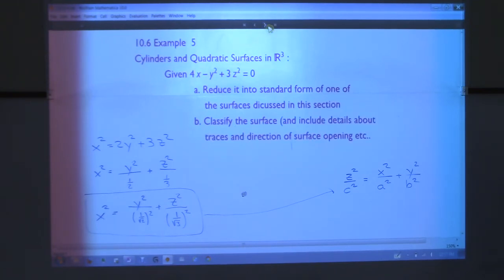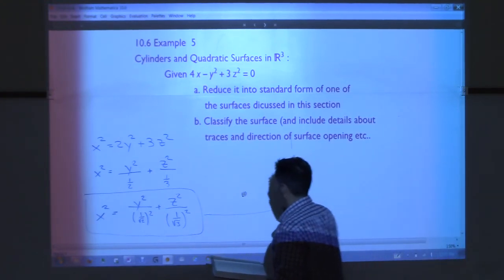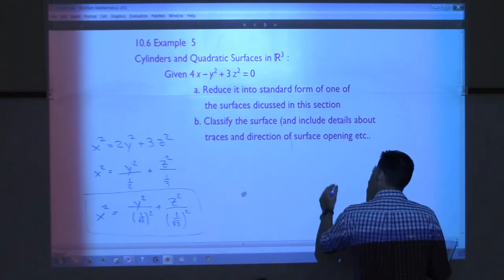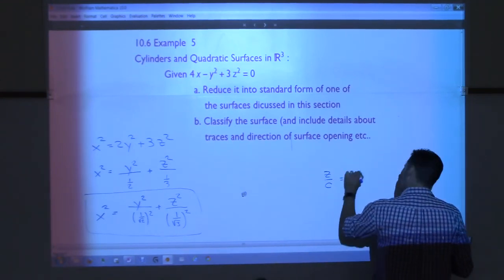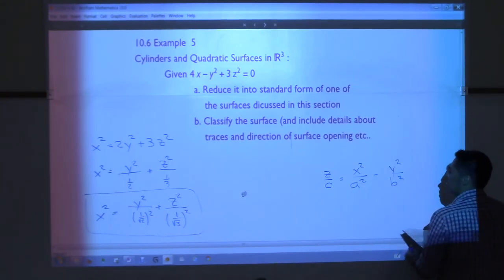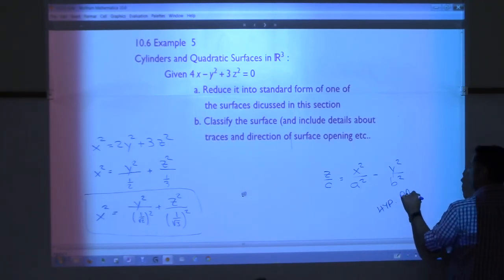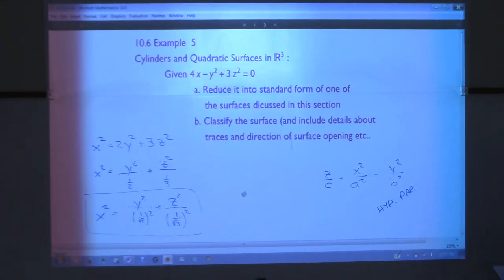How about this one? So you've got one variable. Any of them that have all three variables squared, you can throw out. So I'm looking at, let's see here. I have a formula here, I'm just going to jot it down up here. It's z over c equals x squared over a squared minus y squared over b squared. And this is actually a hyperbolic paraboloid. Now let's see, does it fit into that?